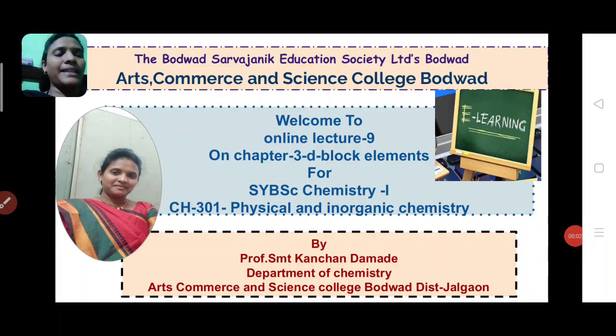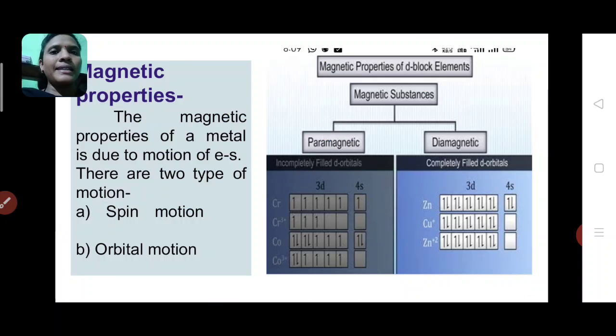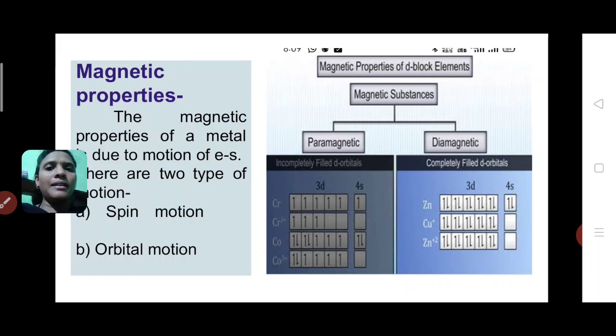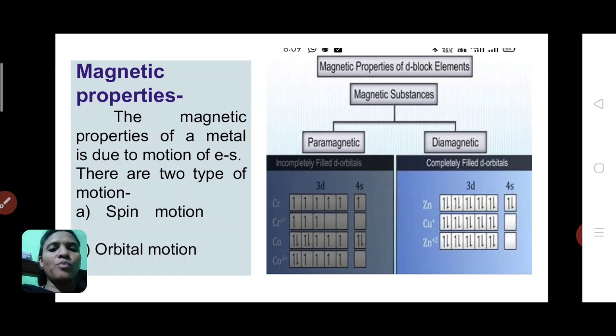Hello, dear friends. Now we will see our next online lecture 9 on chapter 3, d block elements, for our chemistry paper first. Now in this lecture we will learn about magnetic properties.